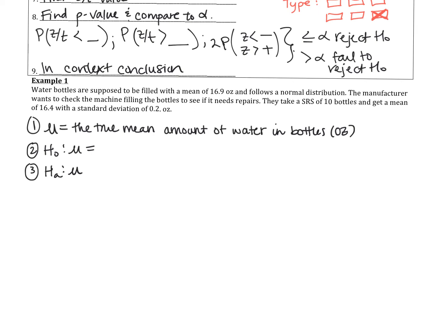Let's go in and check out all this, see what's going on here. Okay. Water bottles are supposed to be filled with a mean of 16.9 ounces. What is that? The null. Yeah, that's mu.